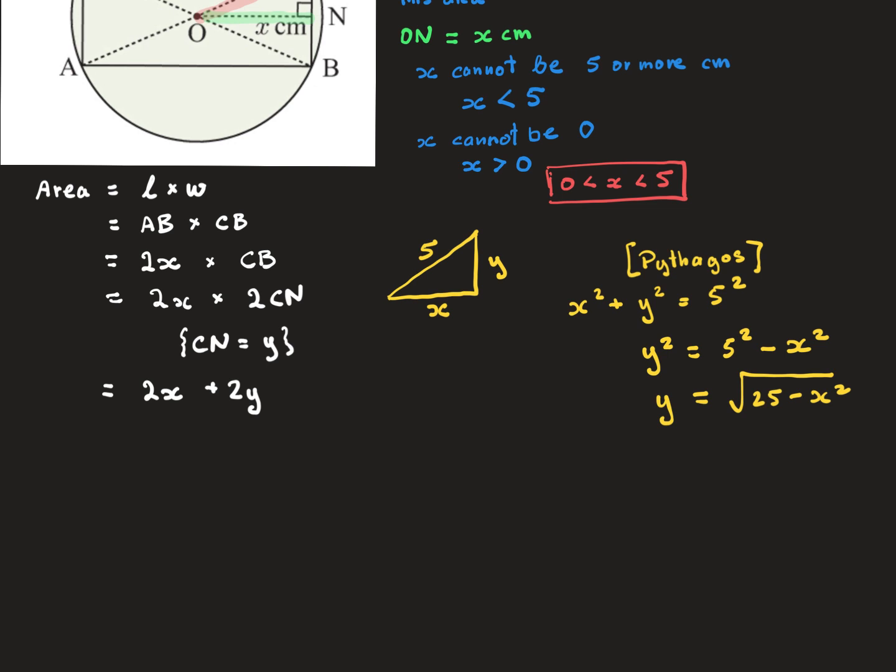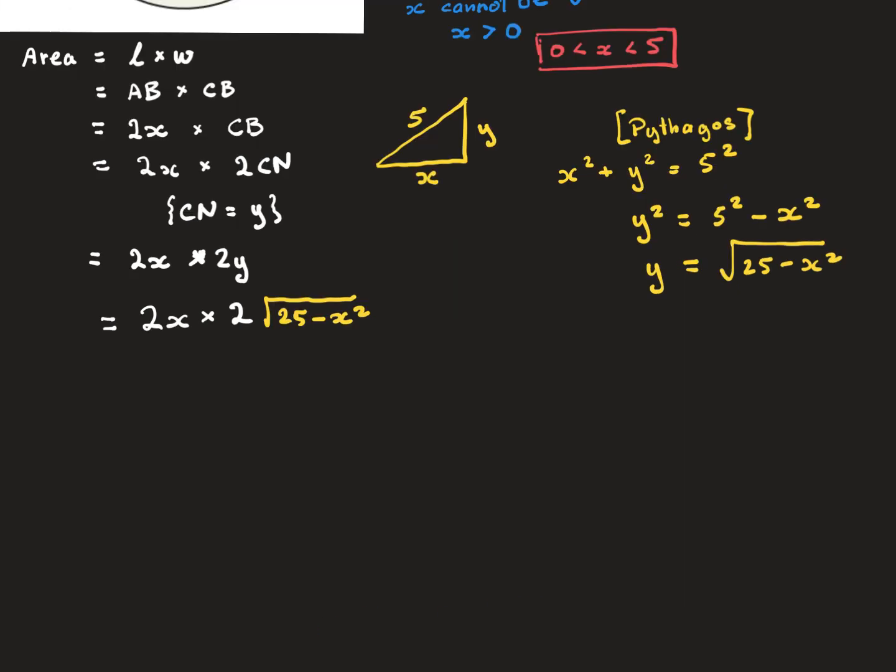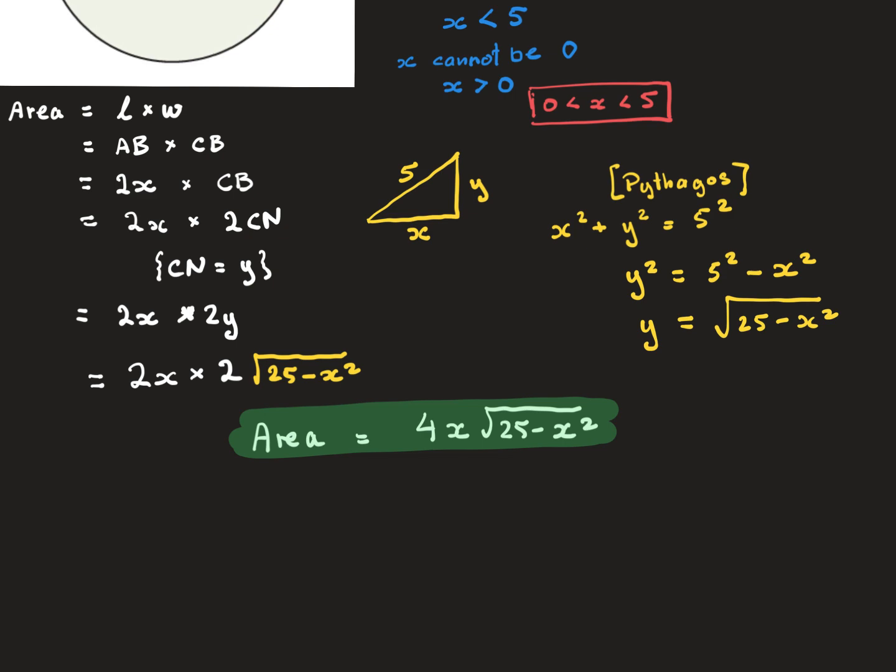Okay, so I can now substitute in here, for my area, 2x times, that really doesn't look like times, does it? 2, and substitute the value for y, which is the root of 25 minus x squared. The area in this case is equal to 4x root 25 minus x squared.